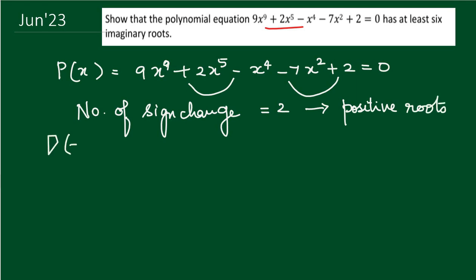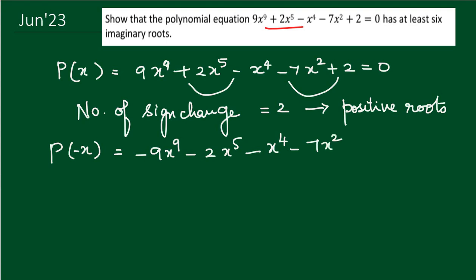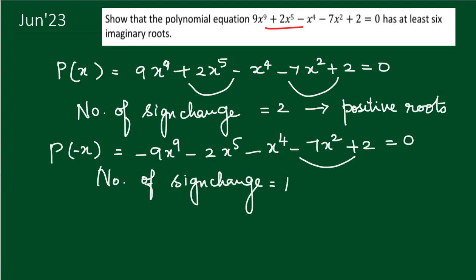Now let us see what is p of minus x. P of minus x, substitute the value of x as minus x. So here the power is odd, so it becomes minus 9x power 9 minus 2x power 5. Power is even, minus becomes plus, so this doesn't change. Minus x power 4 minus 7x squared plus 2 is equal to 0. Let us see the sign change here. We have only one sign change here. So number of sign changes in p of minus x is equal to 1, and therefore it has only one negative root.